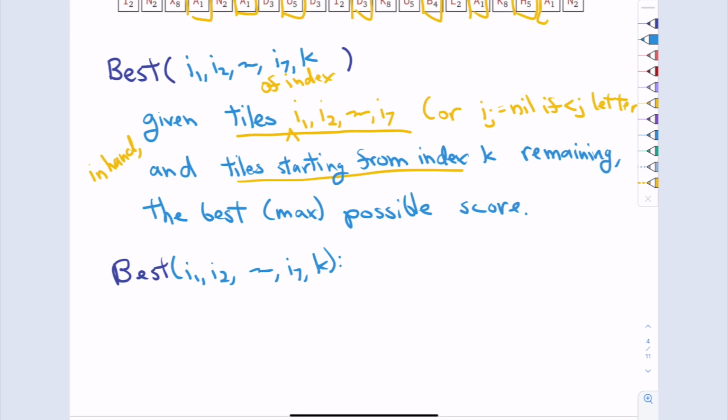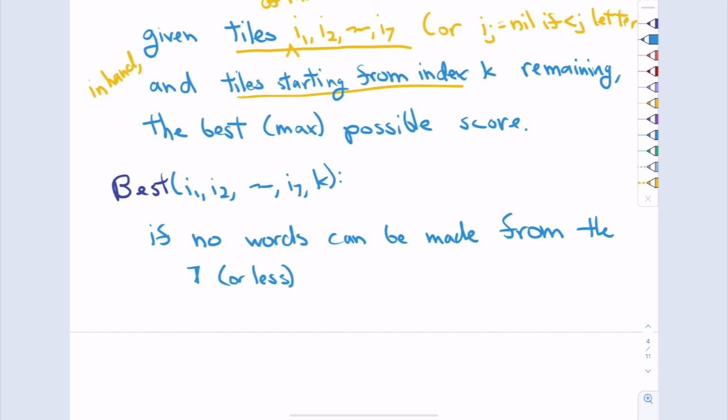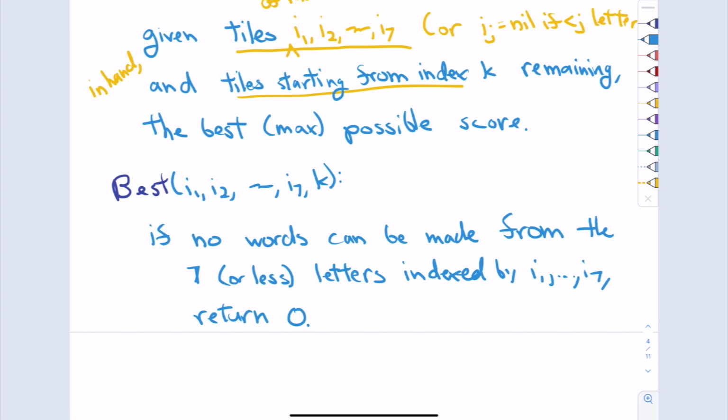So I'll just describe it at a high level. If no words can be made from the 7, I guess, or fewer letters indexed by I1 through I7, then return 0. The game ends. You can't make a word. You're done.